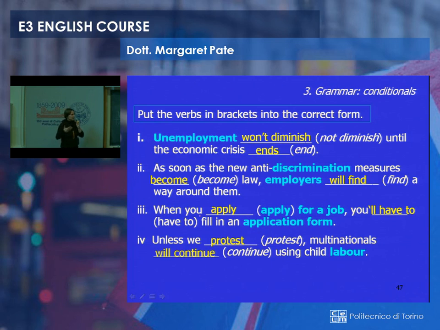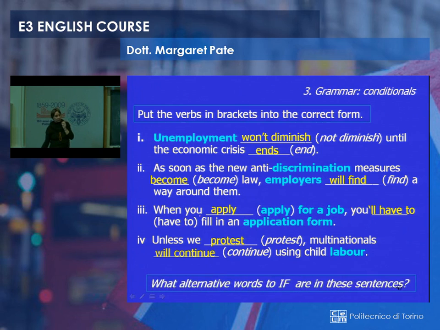Okay, I've said all of these sentences are conditional sentences, but where's the word if? It's not there. We've used some alternative words, haven't we, to if. We've used the word until, fino a. As soon as is like when, and unless. Unless is if not.